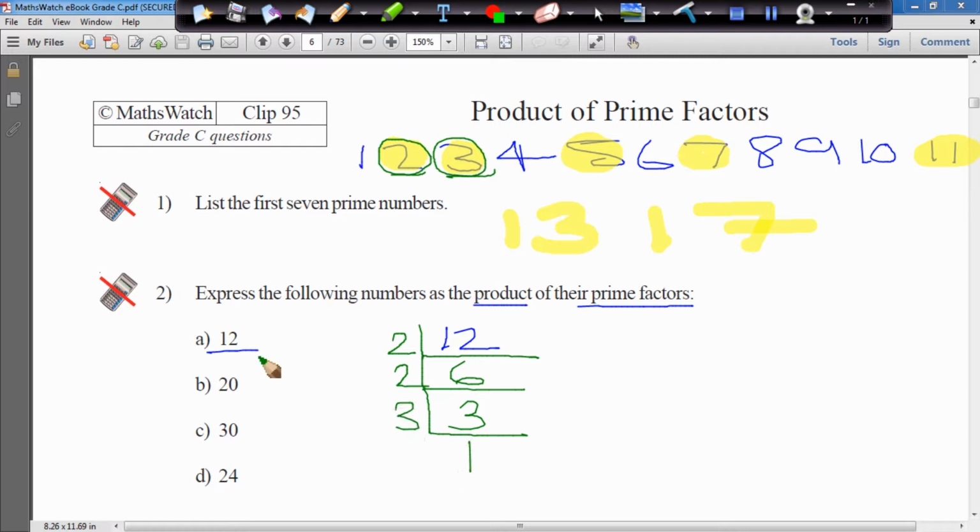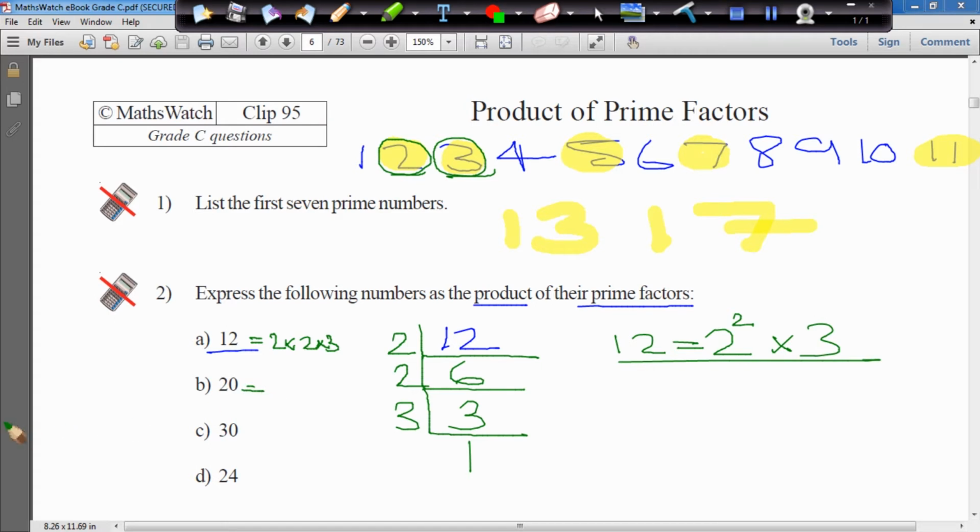So now if I wanted to list the factors, we can say 12 is equal to 2 times 2 times 3. I'll show you a shorter version as well. We can write 2 times 2 as 2 squared, so 12 is 2 squared times 3. That's the simplified version.